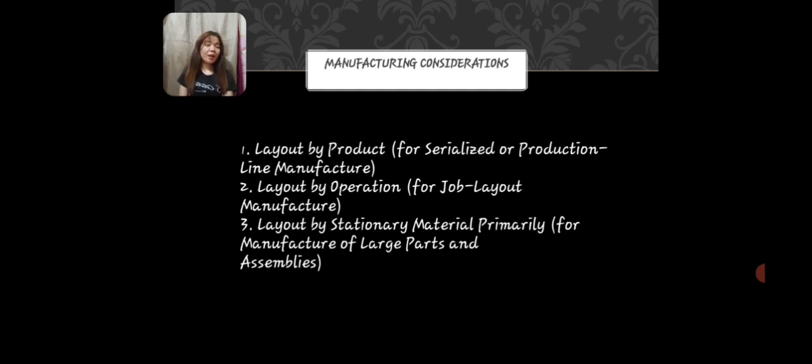Next. Manufacturing consideration. So, there are also manufacturing considerations. First is layout by product, for serialized production line manufacture. Next is layout by operation for a job layout manufacturer. Number 3 is layout by stationary material, primarily for manufacture of large parts or assemblies.